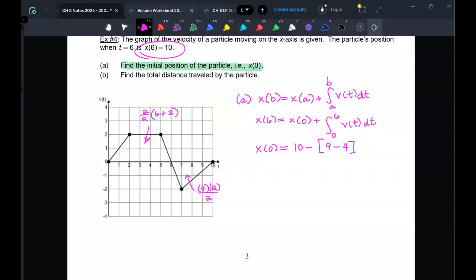You said you're integrating from 0 to 6, but you added the part. Oh, you're right. Sorry about that. We're just adding the 9. We just wanted 0 to 6. Sorry, I was jumping to this part. How do you know? Because I'm using this formula. There you go.